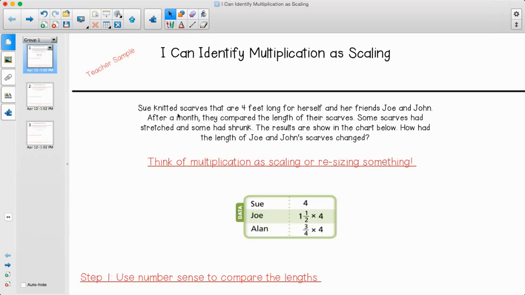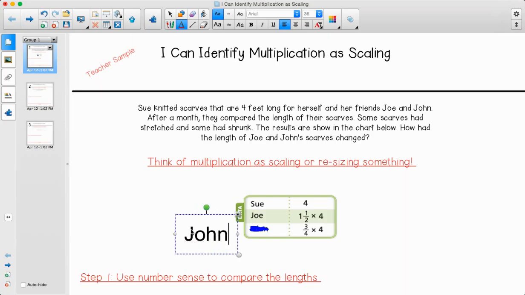Your sample problem for today is Sue knitted scarves that are 4 feet long for herself and her friends, Joe and John. After a month, they compared the length of their scarves. Some scarves had stretched and some had shrunk. The results are shown in the chart below. How had the length of Joe and John's scarves changed? And I'm going to just put John instead of Alan, but you can leave it as Alan.